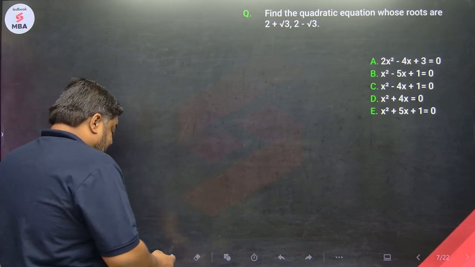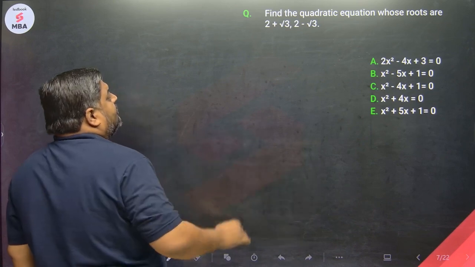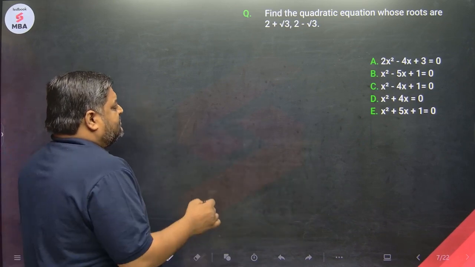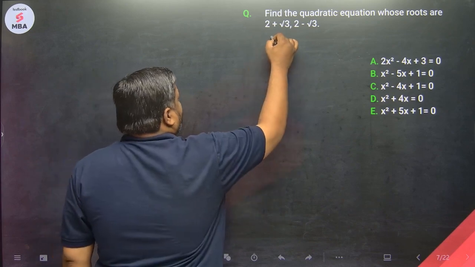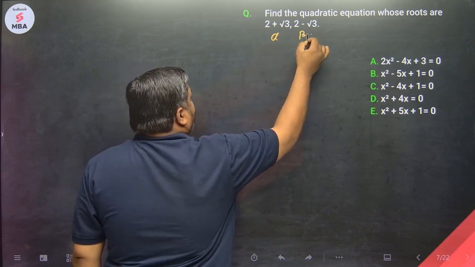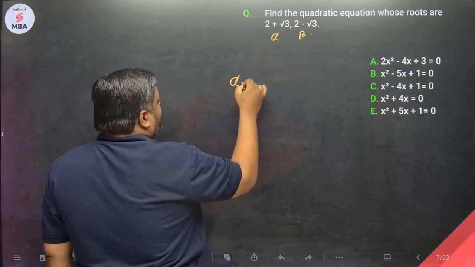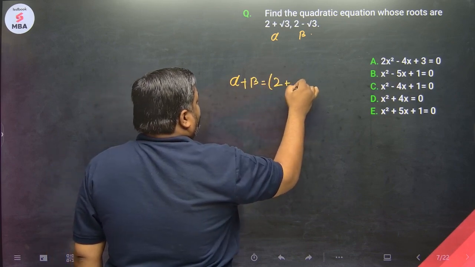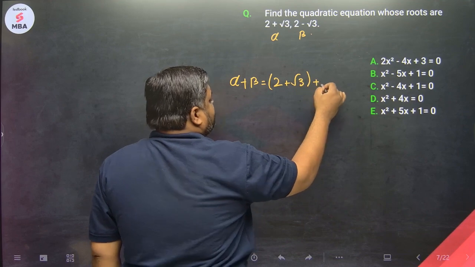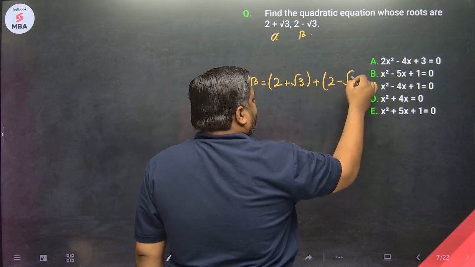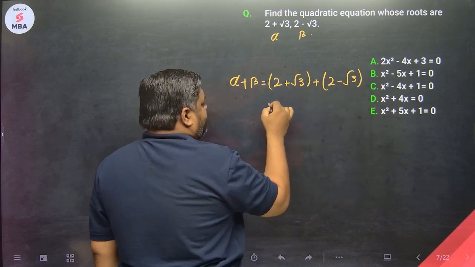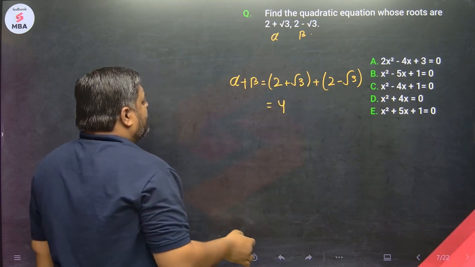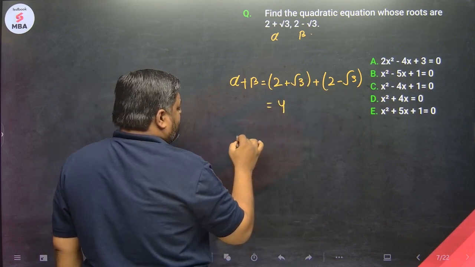Okay, next question. Find the quadratic equation whose roots are 2 plus root 3 and 2 minus root 3. Let this be alpha and let this be beta. So what is the sum of roots? Alpha plus beta would be 2 plus root 3 plus 2 minus root 3. So this is 4, plus root 3 minus root 3 gets cancelled out. You are left with 2 plus 2, 4.